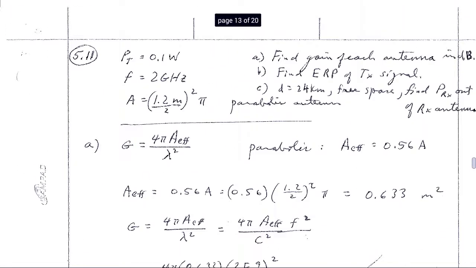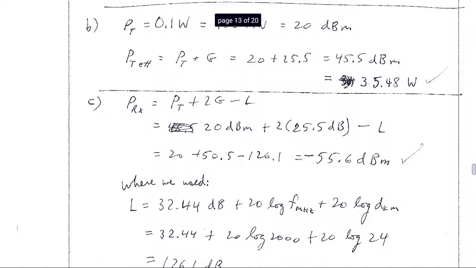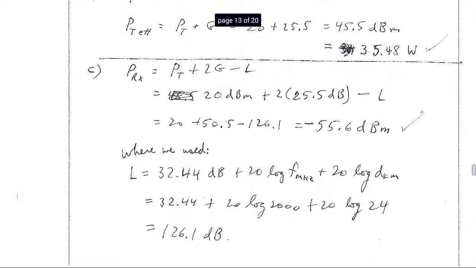Part C says, let's let the distance be 24 kilometers of free space and find the output power at the receiving antenna. Okay? So we're just going to do the loss budget here. The received power is the transmitted power minus the loss, but plus the gain for each of the antennas. They're the same antenna, so we get 2G there. And we just plug into that equation and get minus 55.6 dBm.